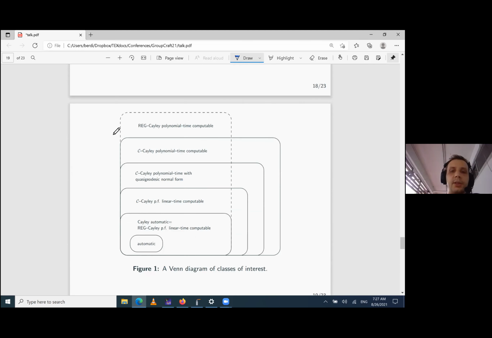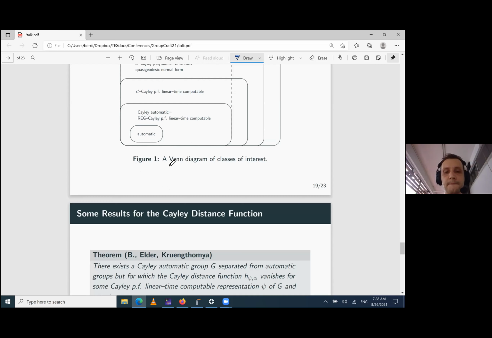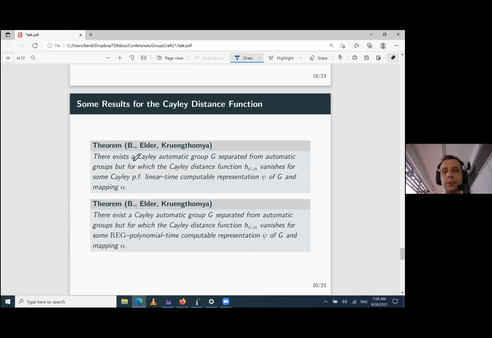Well, and here you have this hierarchy of classes of groups. The class of automatic groups is the smallest one here. Then you have Cayley automatic, then Cayley linear time computable, then polynomial time with quasi-geodesic normal forms, then polynomial time computable, and so on.